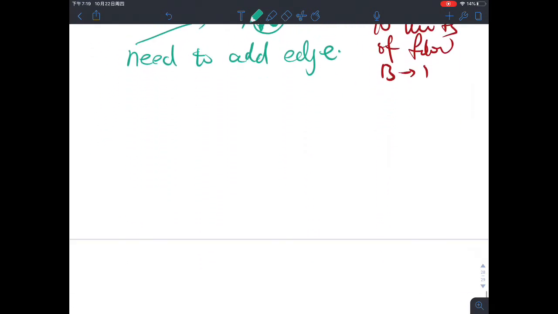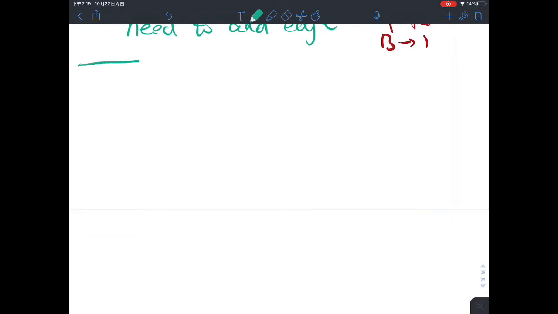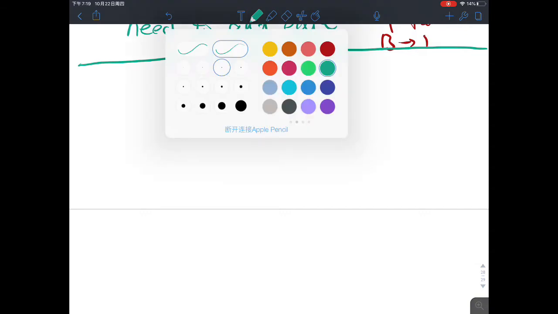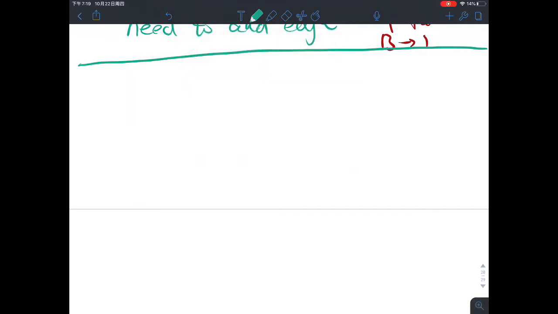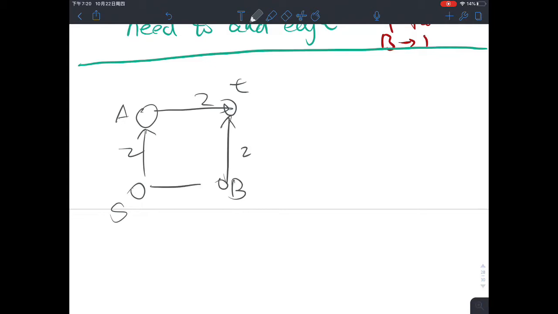So let's really just review how this little trick can help us to solve the problem, right? Let's just repeat the simple problem we were talking about just now, and see exactly how the trick we mentioned just now works. So let's assume that we have S, A, T, B, right? So this is 2, 2, 2, 2, 1, right? These are the capacities of the network, right? And now what we need to do is like what we did just now, right?